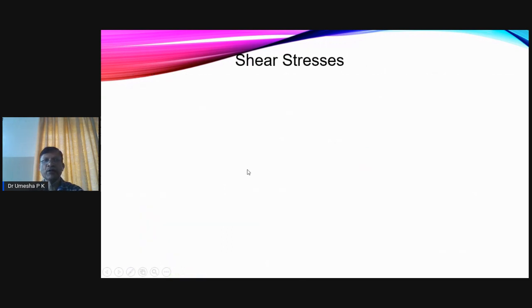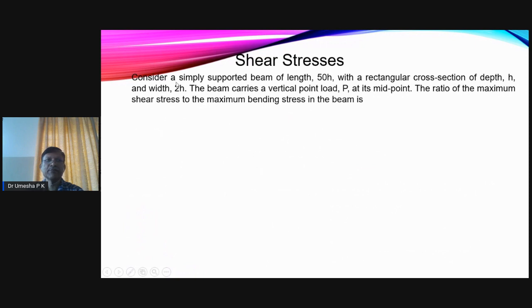So we'll take another problem of shear stress. Consider a simply supported beam of length 5h with a rectangular cross section of depth h and width 2h. The beam carries a vertical point load P at its midpoint. The ratio of maximum shear stress to the maximum bending stress in the beam is. So they want to know the ratio of the maximum shear stress to the maximum bending stress. So they ask us to calculate both.